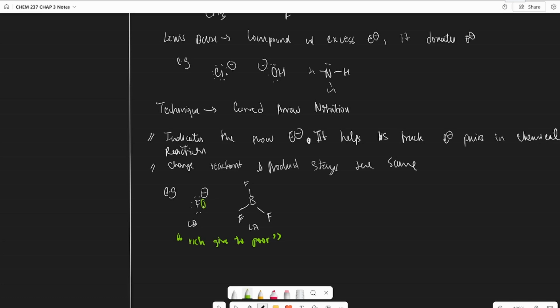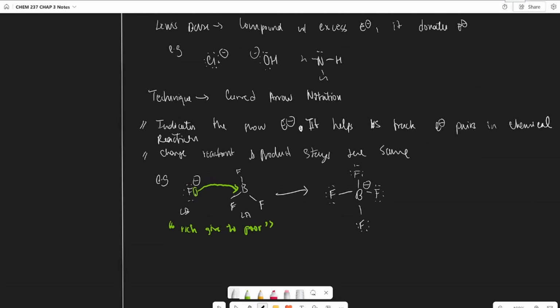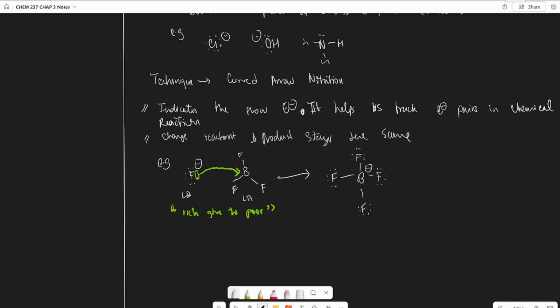So you take these two electrons and show their movement with an arrow, the flow of these electrons. This is your curved arrow mechanism, and the product would look something like this. I would like you to see how the charge is conserved here. So you get the tetrafluoroborate ion. So rich goes to the poor. This is a great example of a curved arrow mechanism.